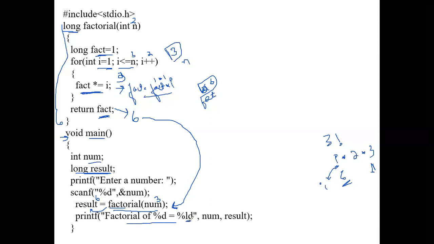%ld is used as the format specifier for long. So what is the value that is there in num? Num is 3, and what is the value that is there in result? It is 6. So this is about the factorial. Same logic that we discussed in module 3, but here we are making use of a function call.